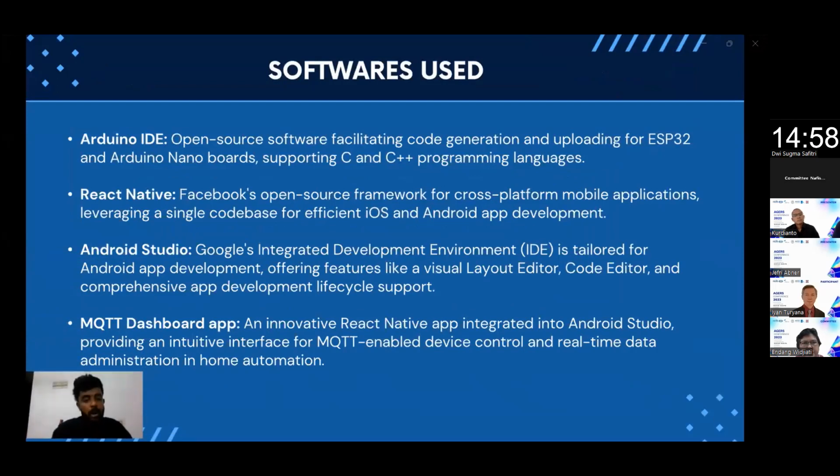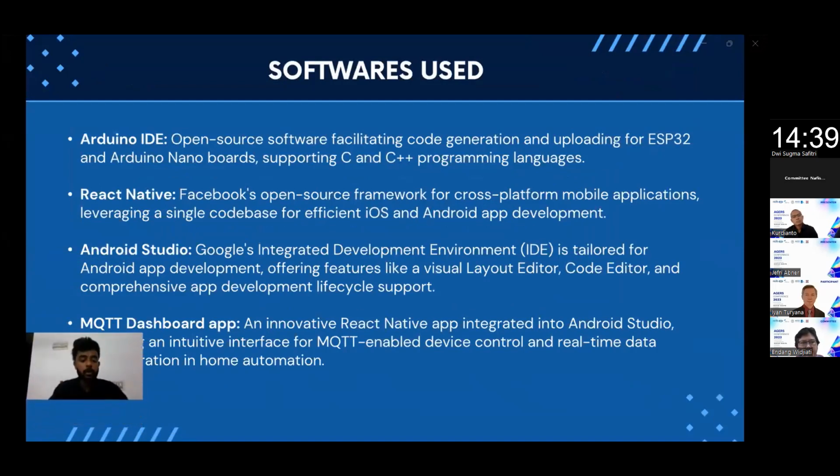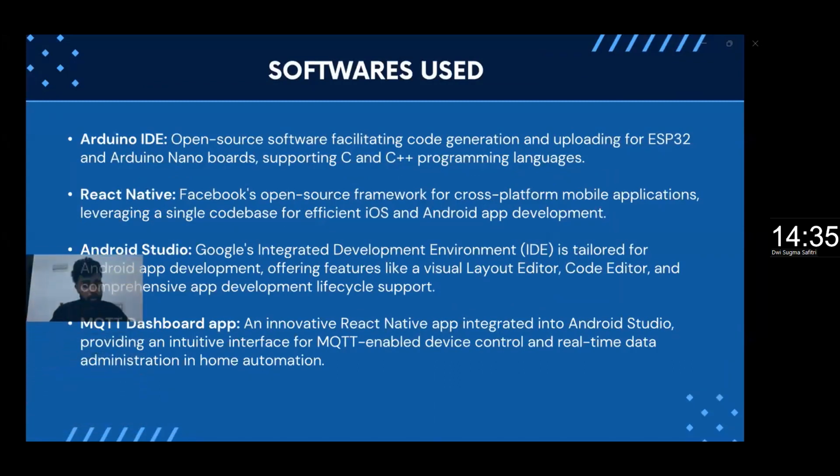And we have Android Studio. It is Google's integrated development program for Android app development, offering features like visual layout. And we have an MQTT dashboard app. It is an innovative React Native app which is integrated into Android Studio, providing an interface for MQTT-enabled devices control and real-time data administration.